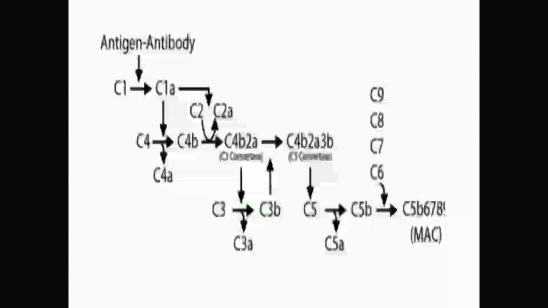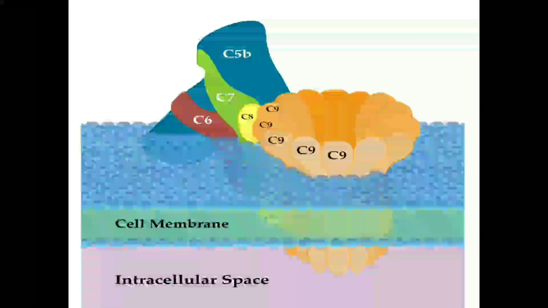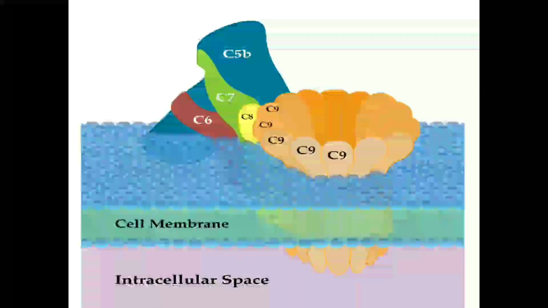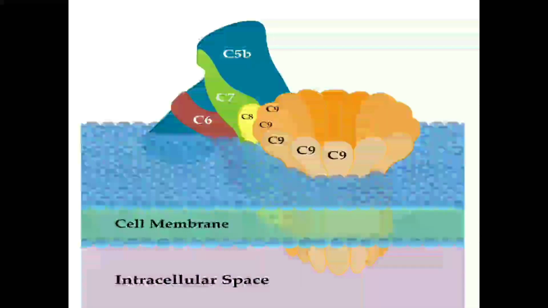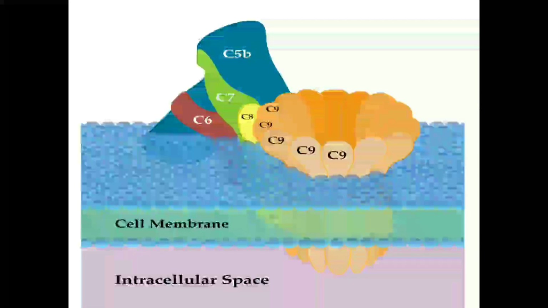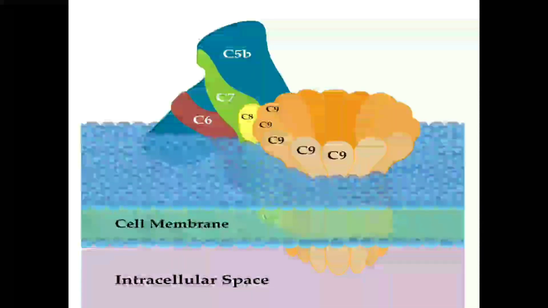C5b will then recruit other complement proteins, that is C6, C7 and C8, and form another complex known as C5b678. Now this complex C5b678 has the capability to polymerize the C9 molecules.